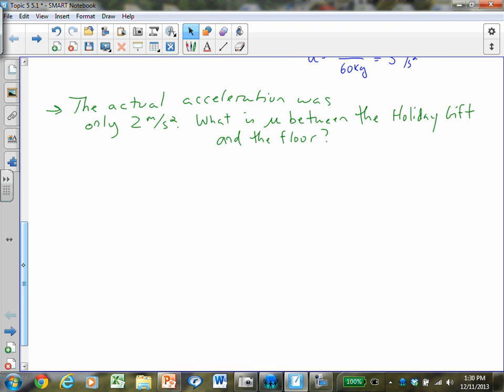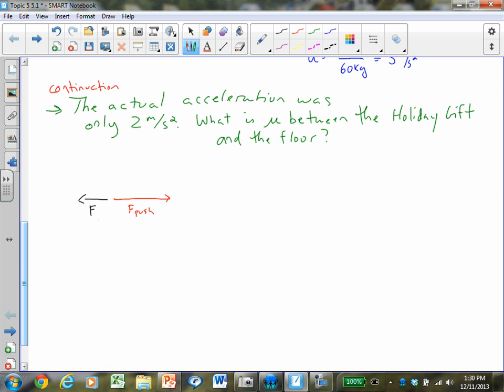Okay, the actual acceleration was only 2, let's say. So this is a continuation. Suppose the actual acceleration was only 2 meters per second squared. What is the mu between the holiday gift and the floor? Well, in that case, we're going to have our push force, but we also have on it some friction. But we have a positive acceleration, so we know the push force is winning out over the friction force.